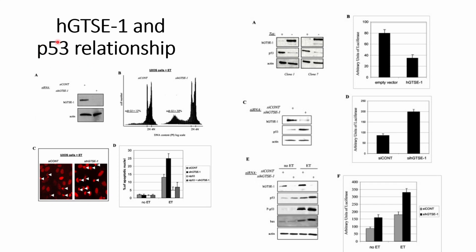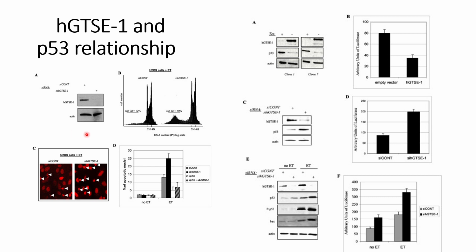In this video, we will continue our discussion about the relationship between hGTSE-1 and p53. In the previous video, we discussed that hGTSE-1 will somehow direct p53 to prevent the cells from apoptosis whenever the cells are under stress, through this ET and through another artificially introduced DNA damage process. Here we will only consider the DNA damage through ET.